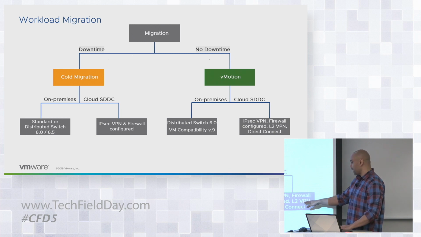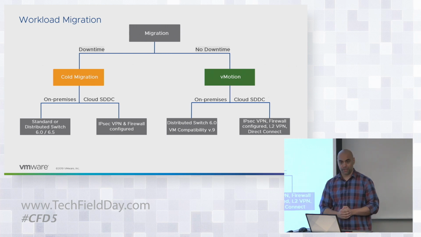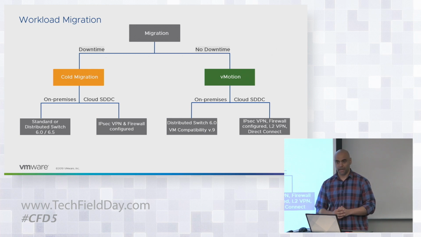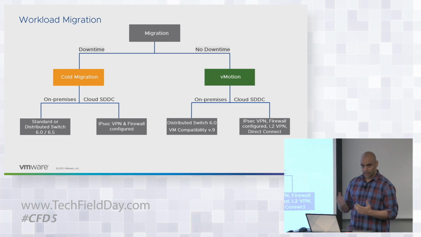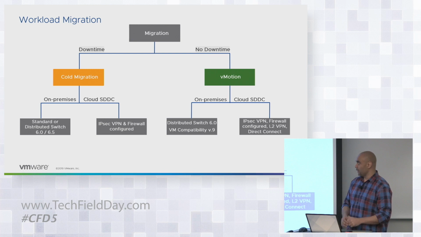here on the vMotion side, we require L2 VPN and Direct Connect. And the reason for that is we want to make sure that if a vMotion is happening, we want to make sure that it has the bandwidth it needs to actually complete that vMotion. Whereas with downtime, it's going to happen, but it's going to happen eventually, right? It's downtime required. But here we want that uptime in place.